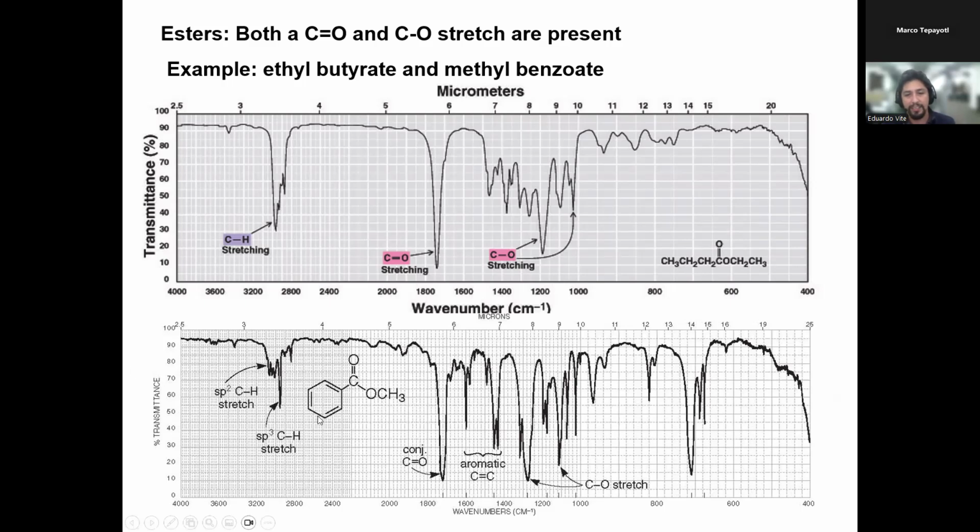And so you can see here, based on this, you can get a lot of information about what functional groups you have. Are we okay so far?